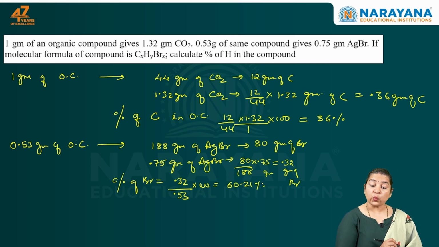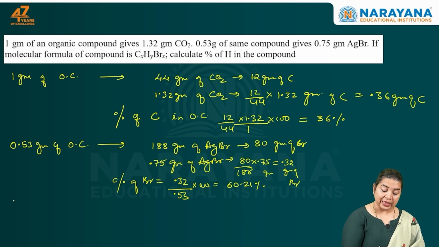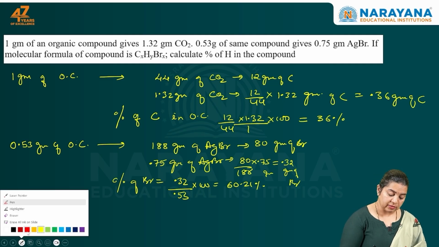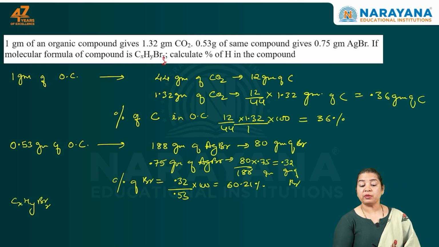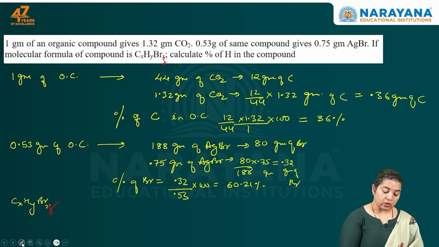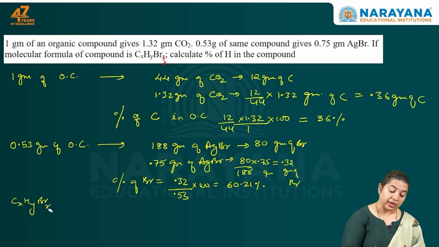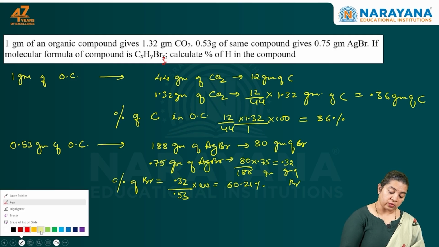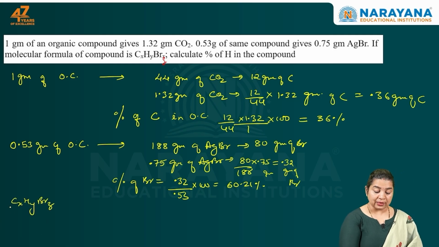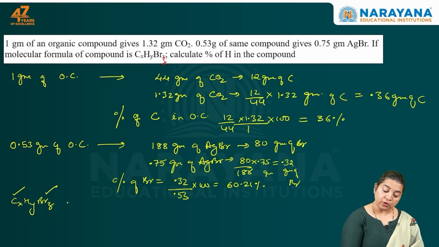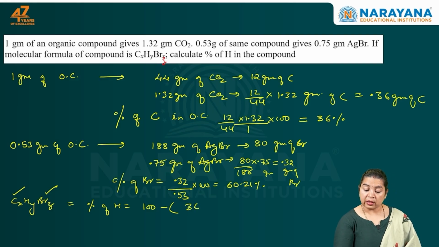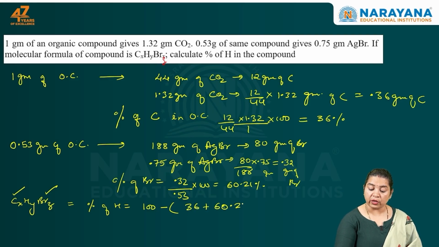60.21%. Now, the question is saying if the molecular formula is CxHyBrz, calculate the percentage of bromine. Okay, and we have to find the percentage of hydrogen. We have already found the rest two, that is carbon and bromine, and the total percentage has to be 100. So I can say the percentage of hydrogen is 100 minus (36 plus 60.21).